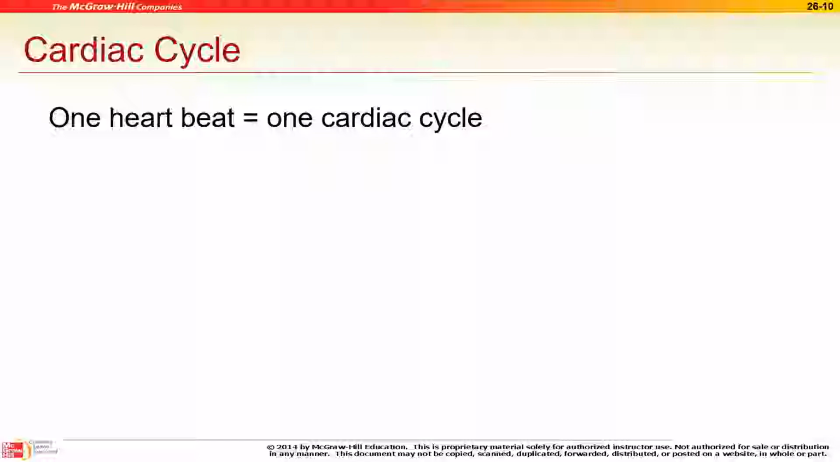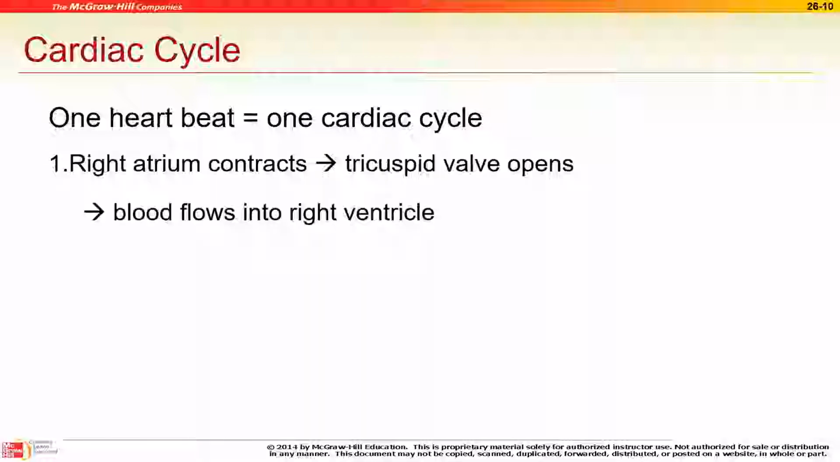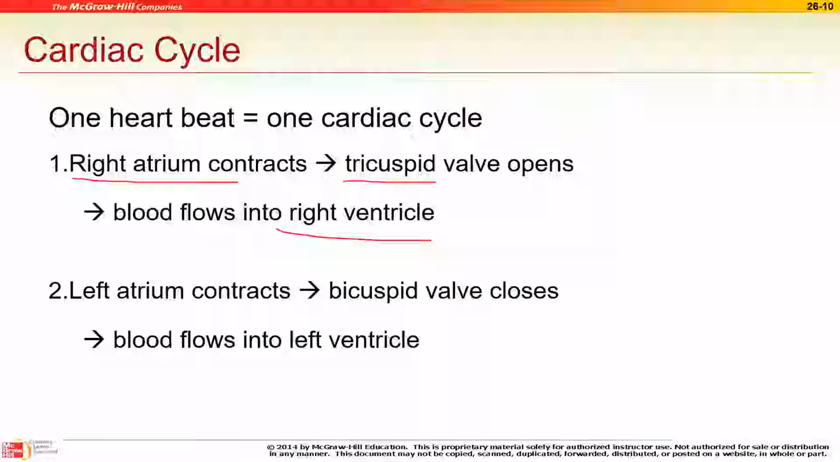All right, cardiac cycle. So that's an entire lub-dub sequence. All right. So right atrium contracts, sends blood through the tricuspid valve. Blood goes through the right ventricle, and then it goes through the left side. Now they're talking about the left side. Left atrium contracts, bicuspid valve closes. So what they're saying is the top chambers squeeze at the same time. So these two things, 1 and 2, should be happening at the same time.